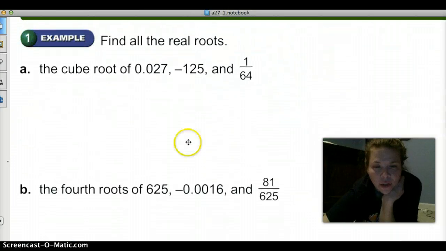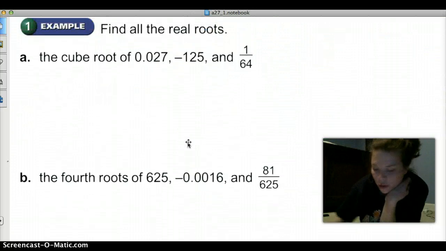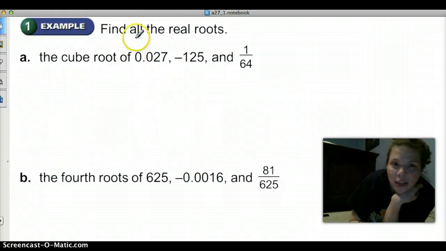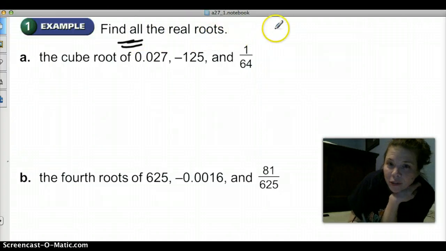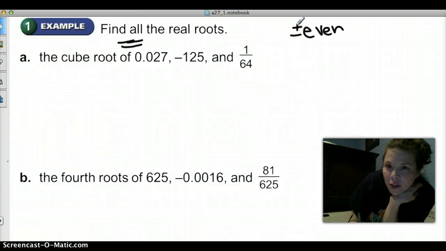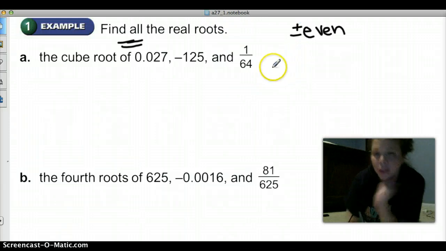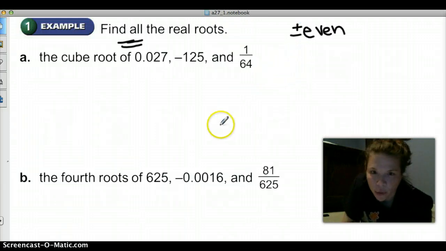Alright, so finding all the real cube roots. The key word here is all, finding all the real roots, which means it could be positive or negative if it's even. So plus or minus for even, and basically what you see is what you get for any of the odd roots.